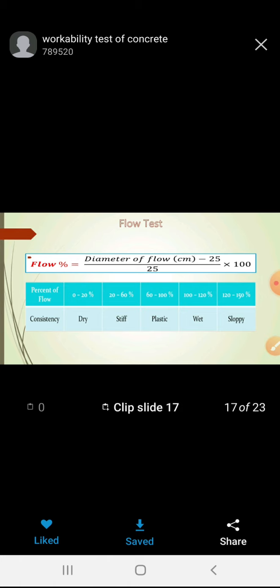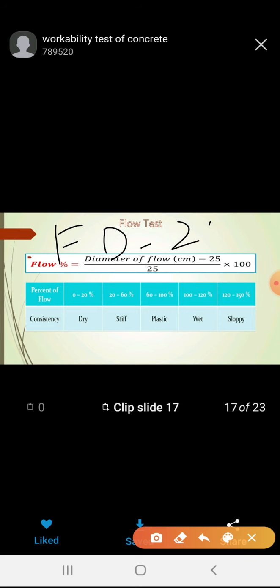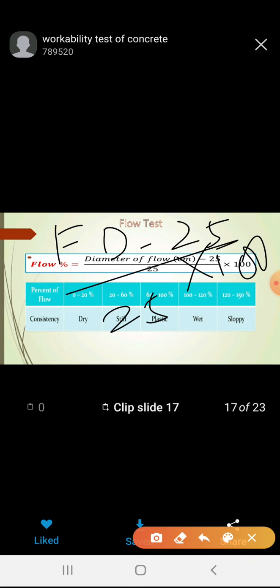Now see that the flow is the flow diameter minus 25, whole divided by 25, into 100 percentage, because we should express it in terms of percentage. Now we can see in the table the percentage of flow.